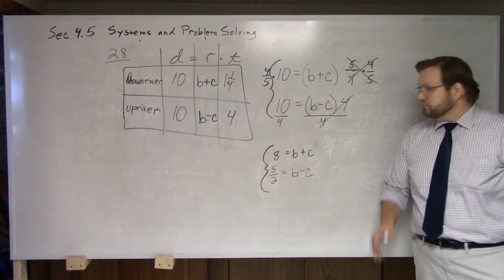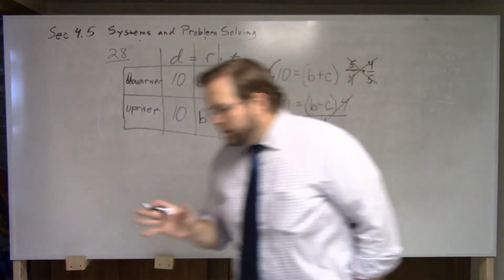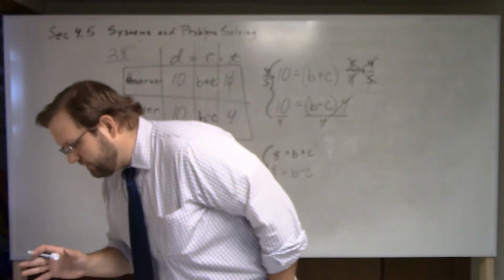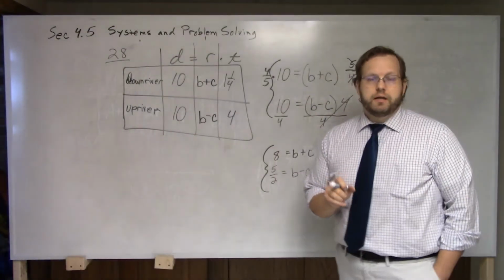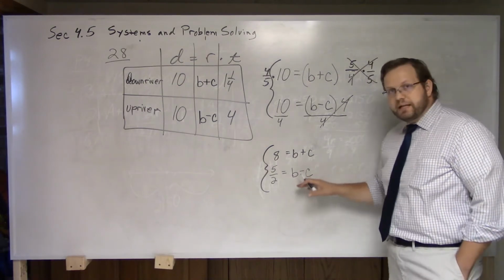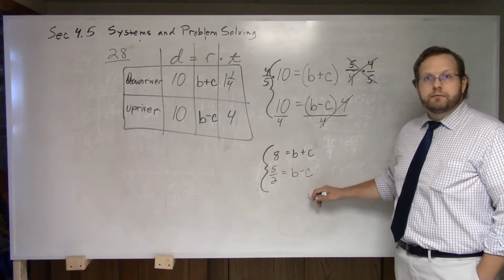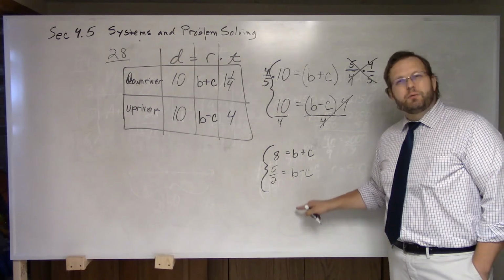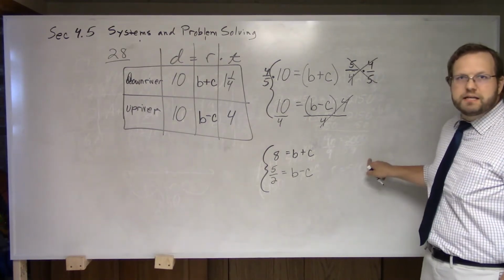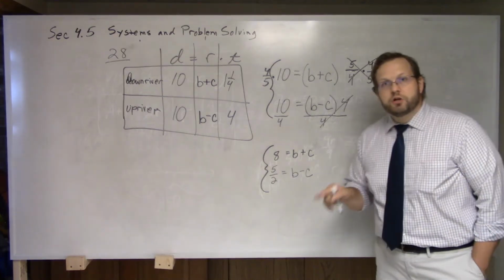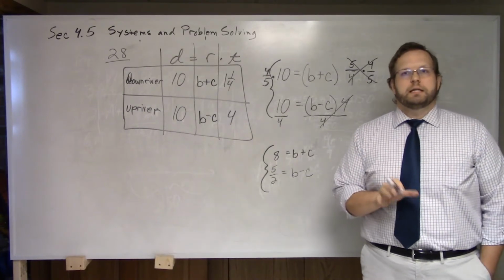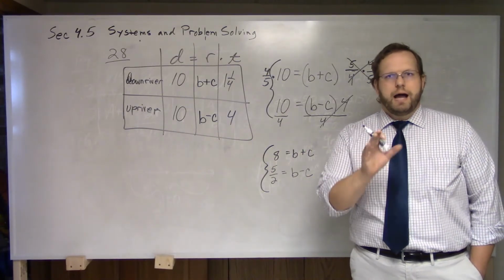Now, what were we looking for? They were asking us to find the rate of the current. Now, if we leave it as is, those C's go away. Now we find B. But then we have to take that B, plug it back in, and find the C. So if we're looking for the current, keep the current. Get rid of the boat's speed. Now, how do we do that?